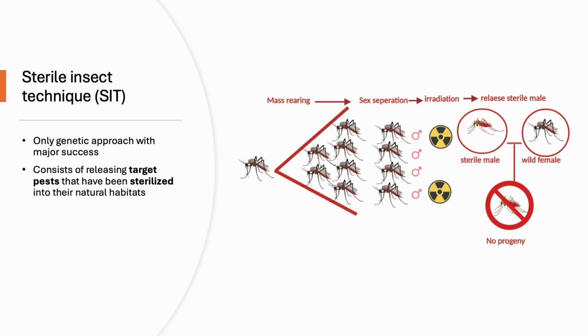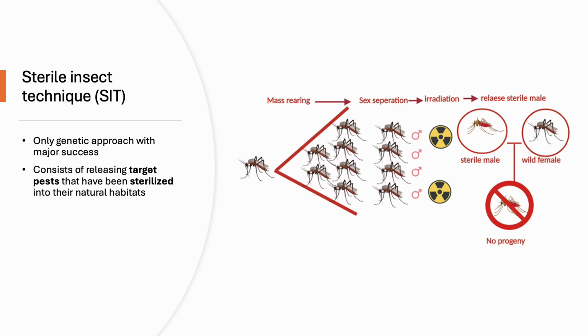Sterile insect technique or SIT is a topic that is heavily discussed throughout this chapter, as based on operational effectiveness at an extensive practical scale, this is the only genetic approach with major success. Basically, it consists of releasing target pests that have already been sterilized back into their natural habitat.